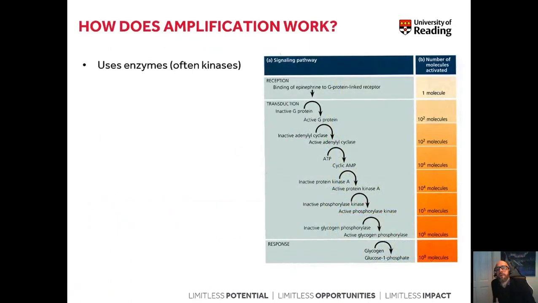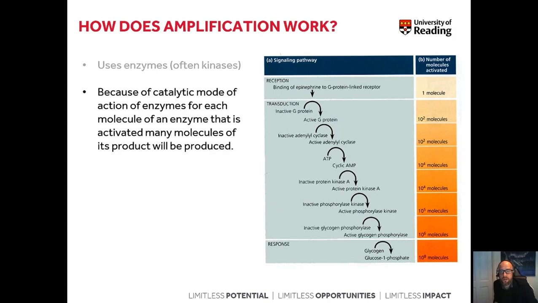So how does amplification work? It can not only use second messengers, for example calcium, but it also often uses enzymes, kinases. Because of catalytic mode of action of enzymes, for each molecule of an enzyme that is activated, many molecules of the product will be produced. So we have a clear amplification of the response.